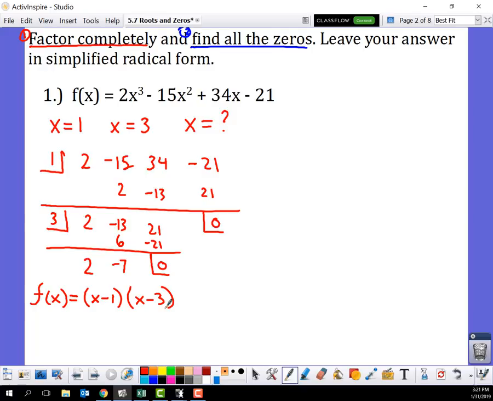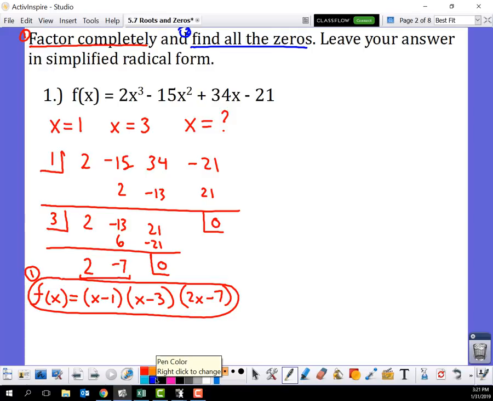So we just took function f and divided out x minus 1, and we also divided out x minus 3, and what we have left over is our quotient right here, which is 2x minus 7. Circle that, and that is this polynomial function that is factored completely. So that's your answer to part 1.